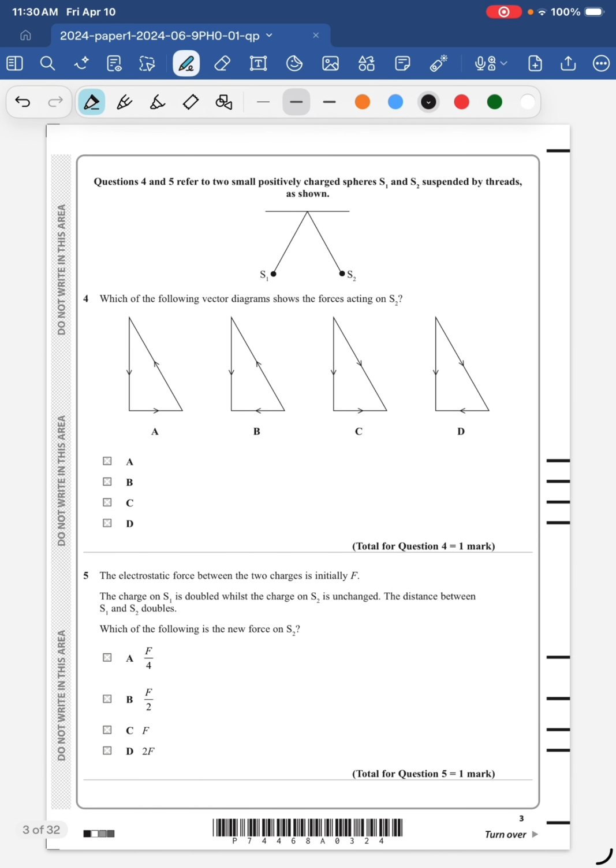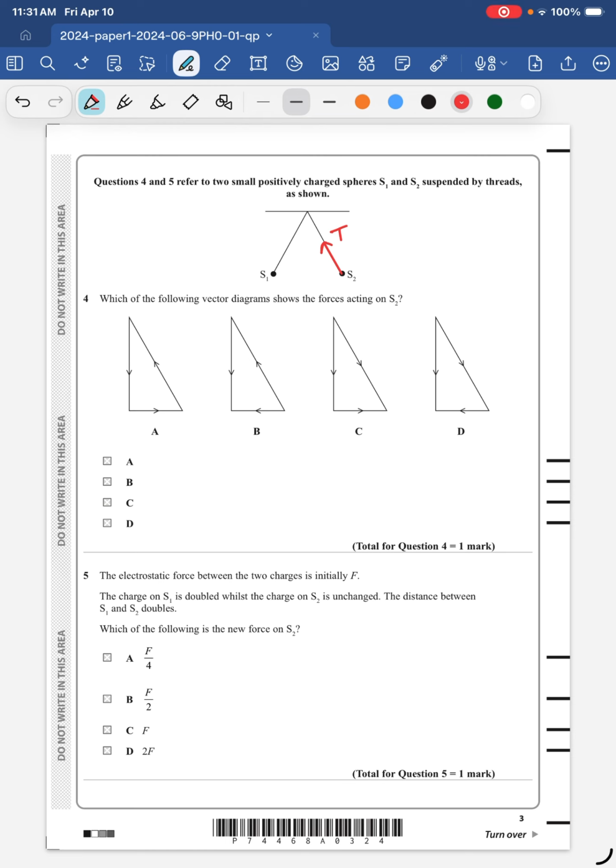Okay, let's move on to questions 4 and 5, which refer to two small positively charged spheres, S1 and S2, suspended by threads as shown. Okay, which of the following vector diagrams shows the forces acting on S2? Okay, if we do the free body diagram first, we will see that if we go to sphere S2, we will have the tension of the string, right?